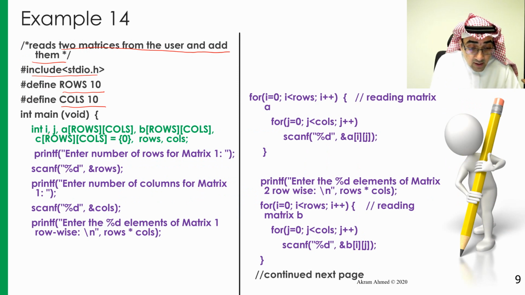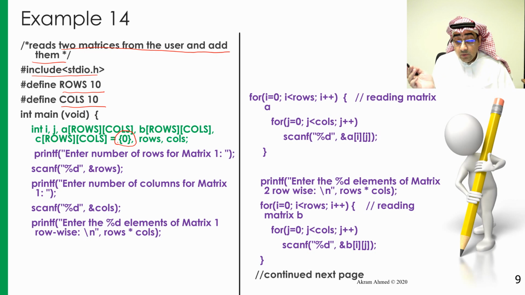And over here we said i, j are two variables, and we have A, rows and columns. So this is a two-dimensional array that is of size 10 and 10. B is another array that's size 10 and 10. C is another array that's size 10 and 10. And notice that we initialize the first element to 0. That means all the elements of the arrays will be initialized to 0, because if one is initialized and the others are not initialized, the others will take the value of zero, and we define rows and columns, okay?